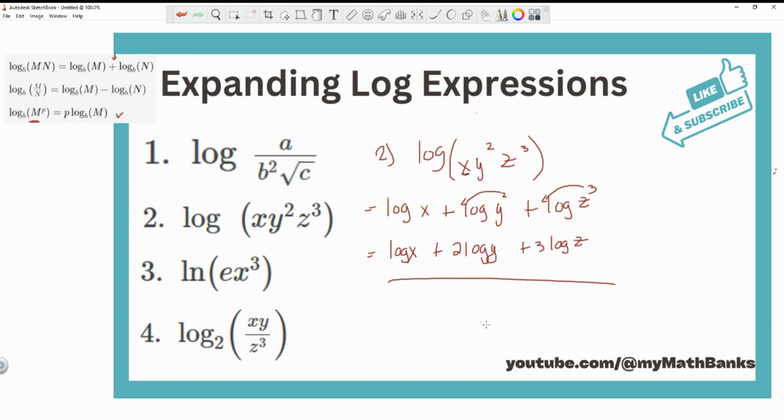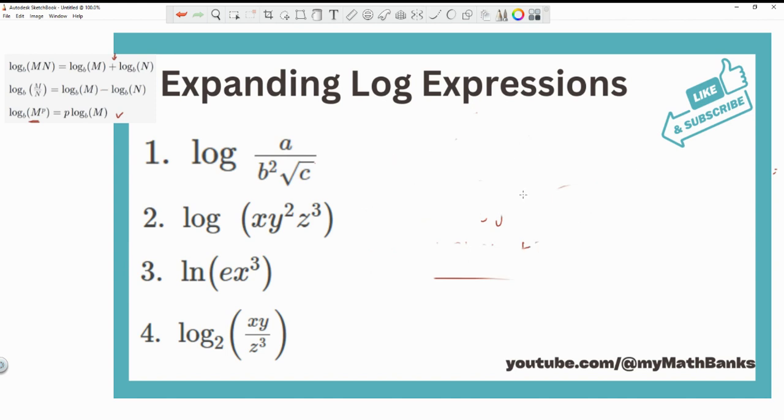Okay, all right, so let's try number three. Again, pause it. Try number three first on your own and see if we have the same answers. Okay, so let's try that. Okay, so we have ln of e x cube. All right, so you have ln instead of log, that's just ln.